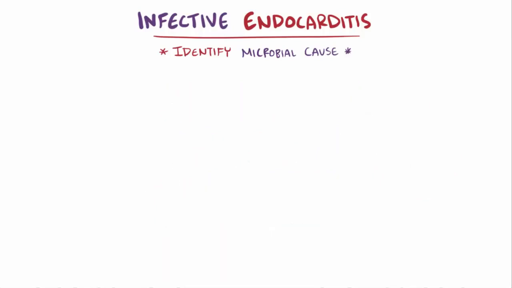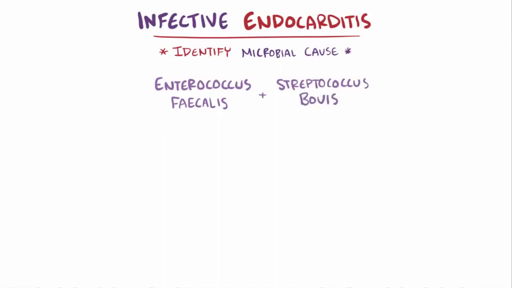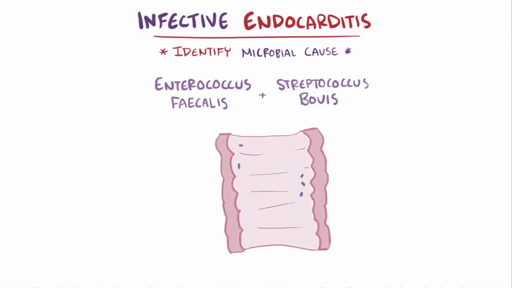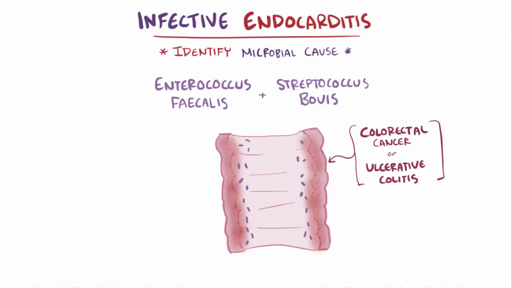Two other bacterial species are Enterococcus faecalis and Streptococcus bovis, which are both normally found in the gut flora. But when someone has severe colorectal disease like colorectal cancer or ulcerative colitis, these gut bacteria can migrate across the gut lining and into the bloodstream, which becomes a setup for potential endocarditis.